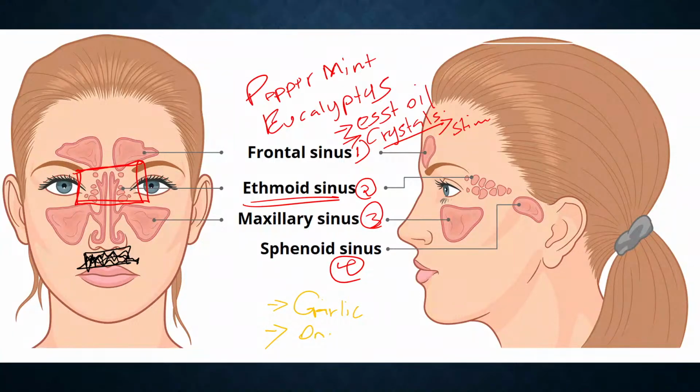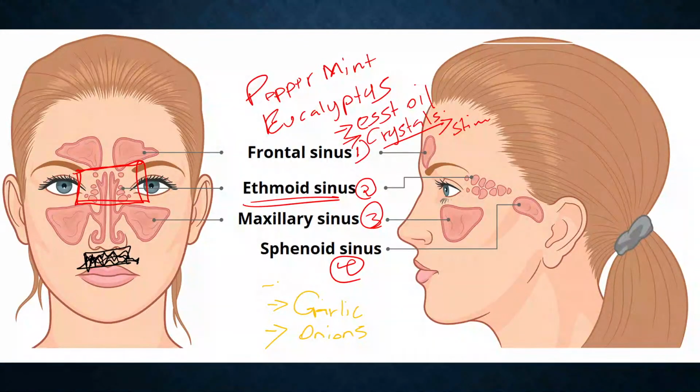We have onions. Garlic is antibiotic, antiviral. Onions, antibiotic, antiviral. And mostly upper respiratory or the lower, they're normally viral. They're normally infections, be it viral or bacterial.